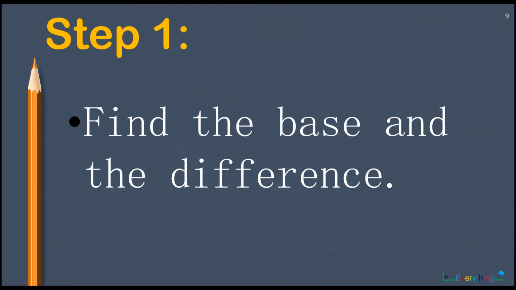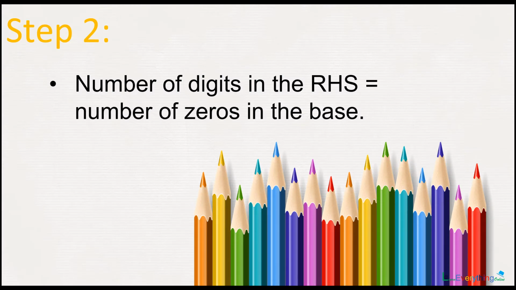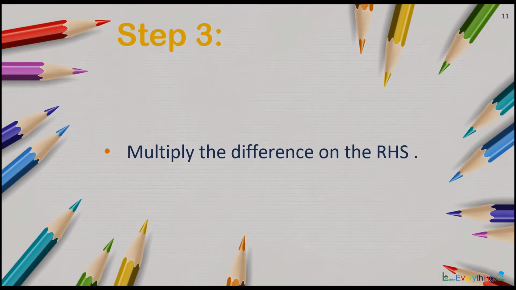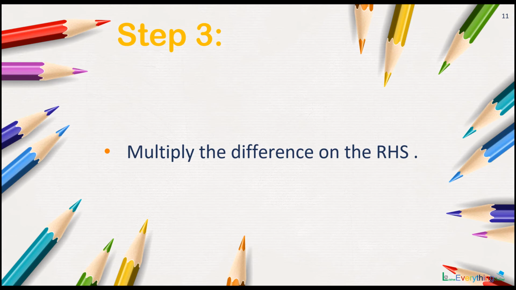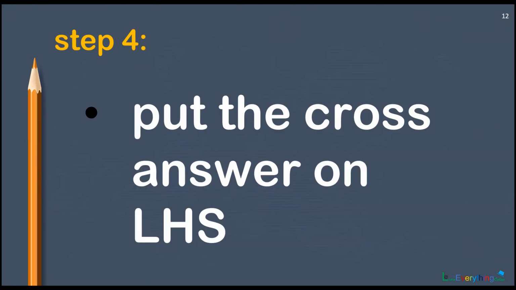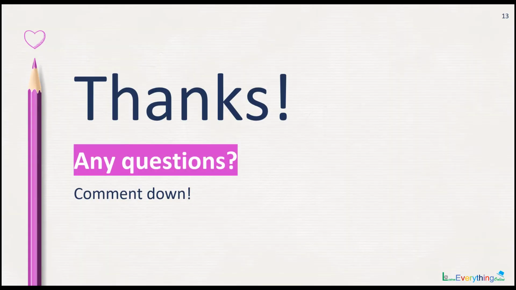Step 1. Find the base and the difference. Step 2. The number of digits in the RHS, that is right hand side, is equal to the number of zeros in the base. Step 3. Multiply the differences on the right hand side. And the last, step 4. Put the cross answer on the LHS.